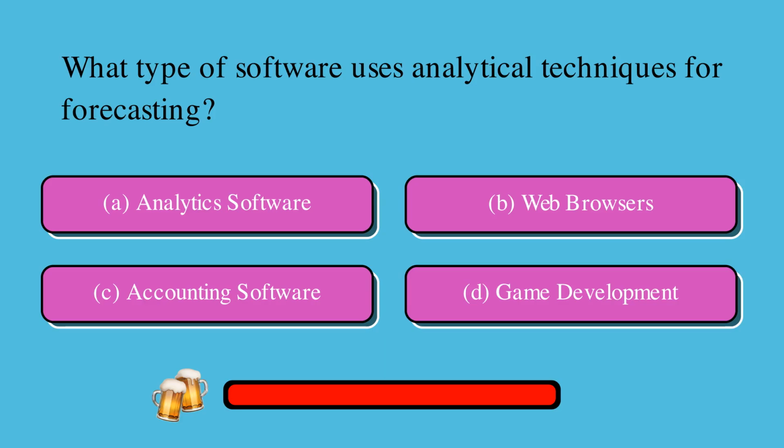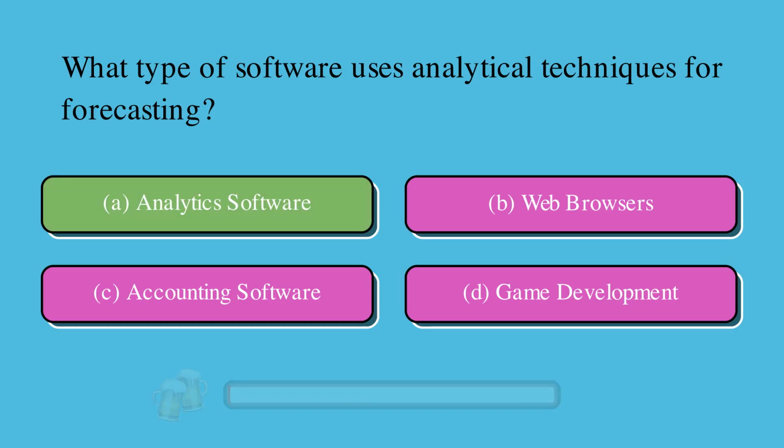What type of software uses analytical techniques for forecasting? Is it A, analytics software, B, web browsers, C, accounting software, or D, game development? The correct answer is A, analytics software.